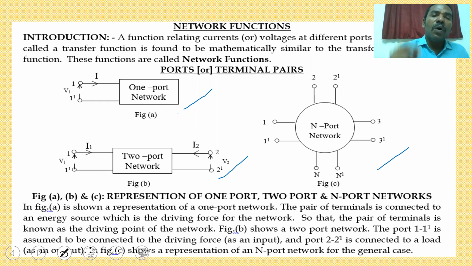You have to go for the network functions with respect to the transfer impedances: one port current to another port voltage, or another port current to one port voltage, or same port voltage to same port current, or transfer between the coupled circuits. All these come under the pair of terminals with respect to network functions.